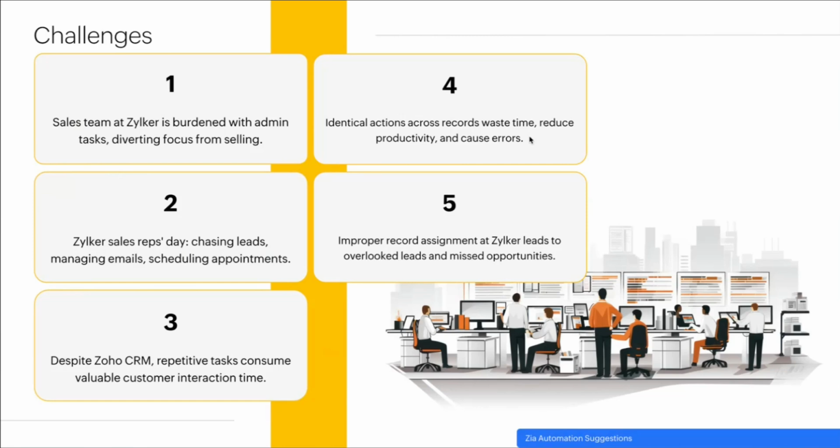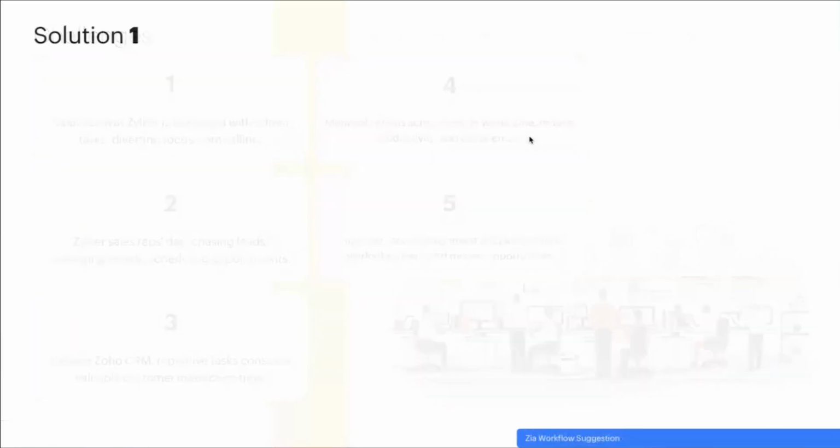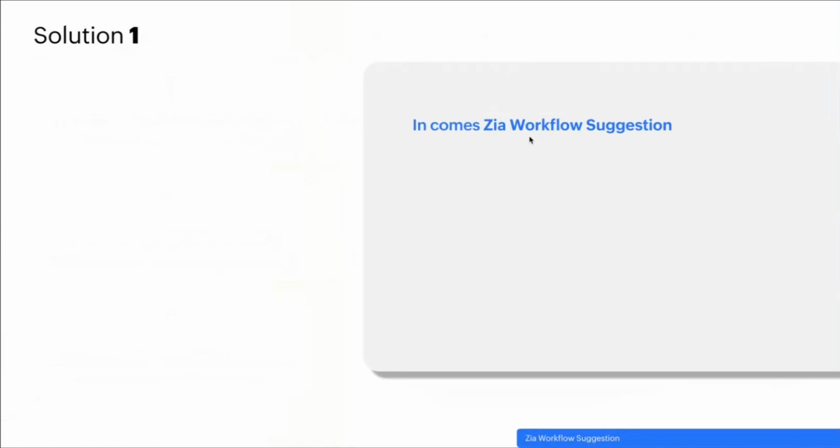Again, ensuring that records are assigned to the appropriate owners is crucial for effective sales coordination. Zilker frequently encounters difficulties in this aspect, which can lead to overlooked leads, lost chances, and reduced sales efficiency if not promptly addressed or allocated to the most suitable sales rep. Zia comes to the rescue with three automation solutions. Solution 1. Enter Zia workflow suggestion.